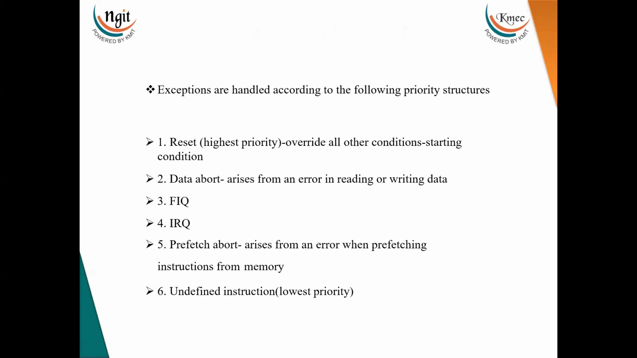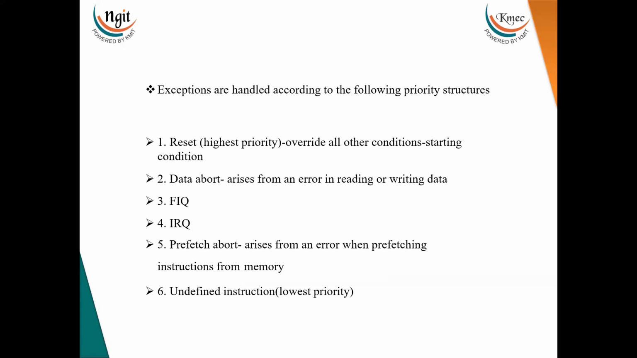Now if we see the priority levels, a total of 6 types of priority levels are there. First, reset has the highest priority. When we press reset, it brings the system back to the starting condition. Now data abort: when any data errors occur, this type of exception rises. And FIQ, which is caused by IO devices, is the fast interrupt request. Similarly, IRQ is also caused by the IO interrupt request. So there are 2 external IO requests.